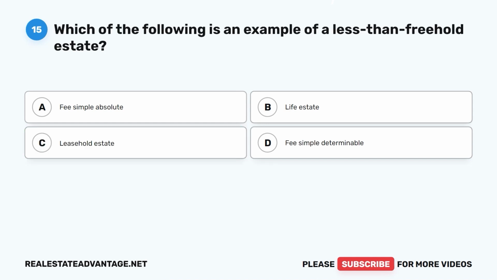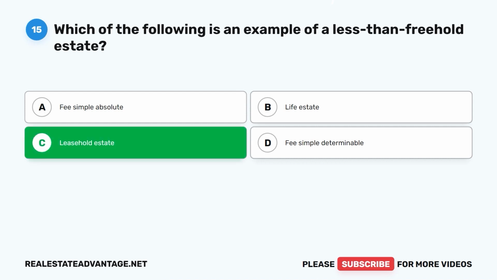Question 15. Which of the following is an example of a less-than-freehold estate? A. Fee simple absolute. B. Life estate. C. Leasehold estate. D. Fee simple determinable. The correct answer is C.